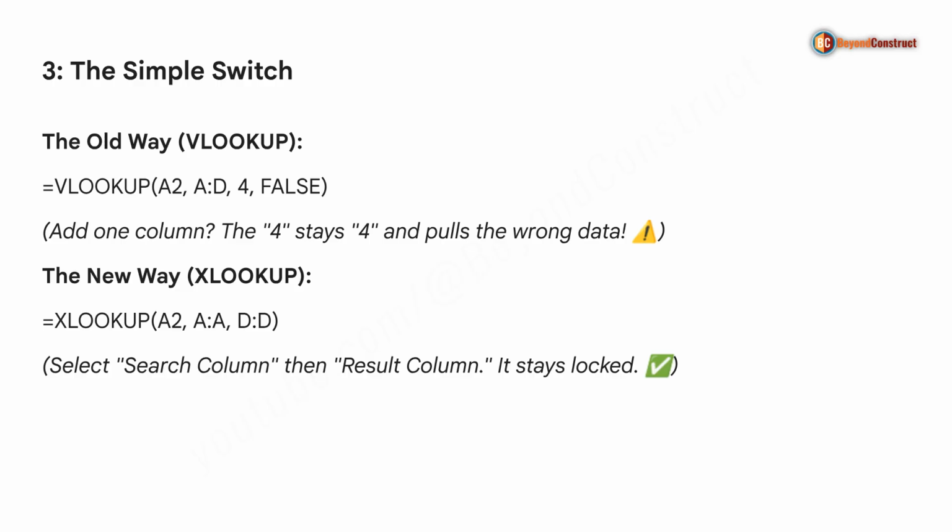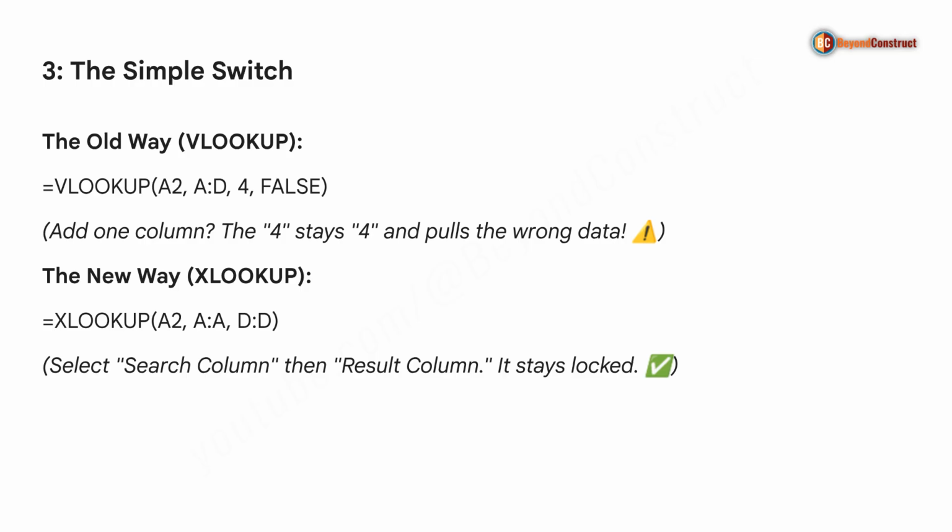The switch is simple. Look at the old way, a standard VLOOKUP. See that 4 at the end? That's your weak point. If you insert a single column, that 4 stays a 4, but your data has moved to column 5. Suddenly, your BOQ is pulling the wrong rate, and the formula won't even tell you it's wrong.